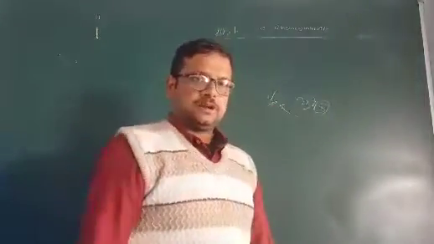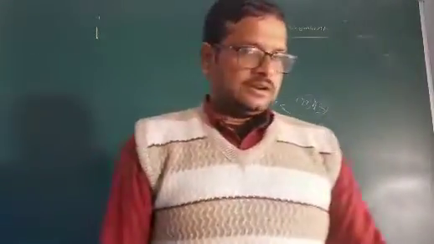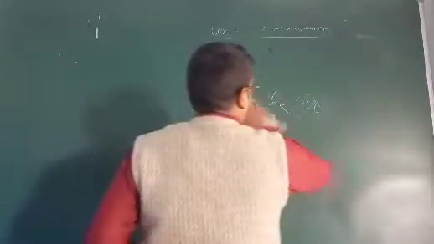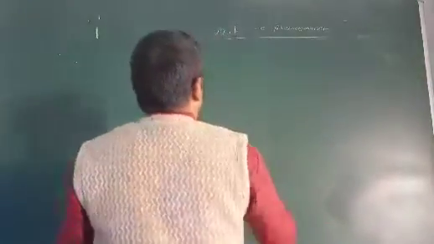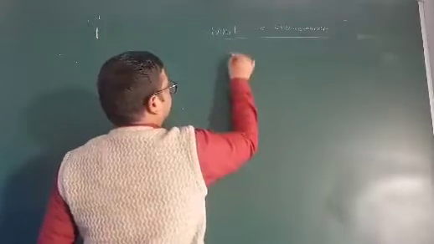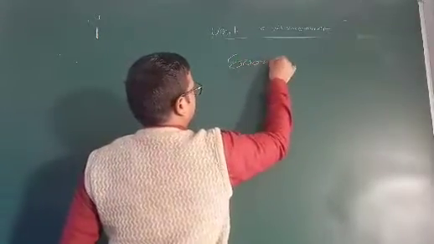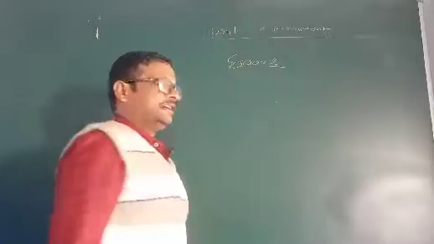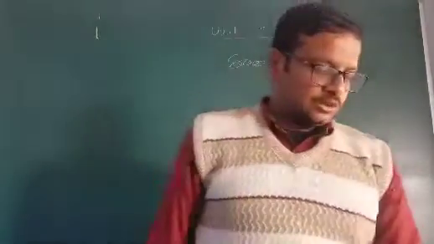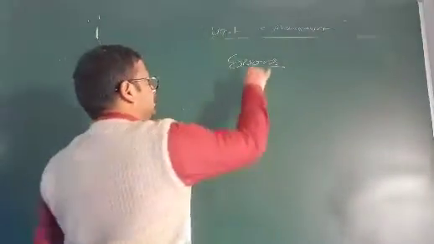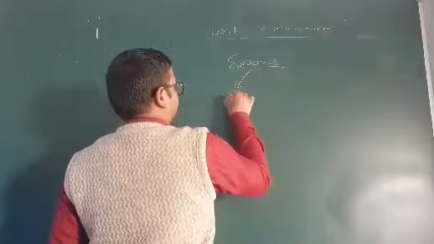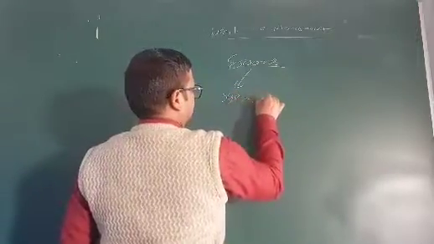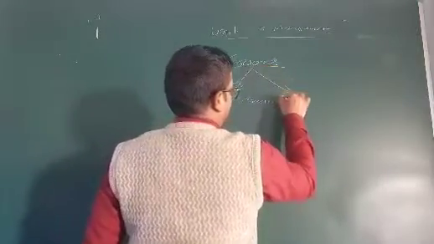Today we will discuss the different types of errors. So today's topic is errors. Basically, there are two types of error. First is systematic and second is random.